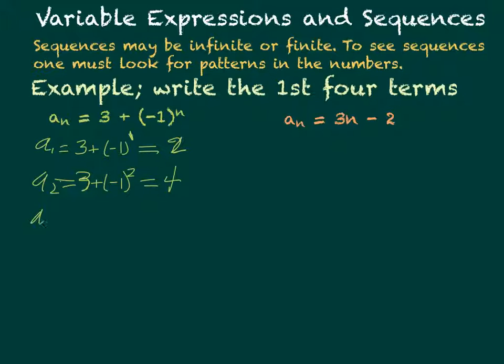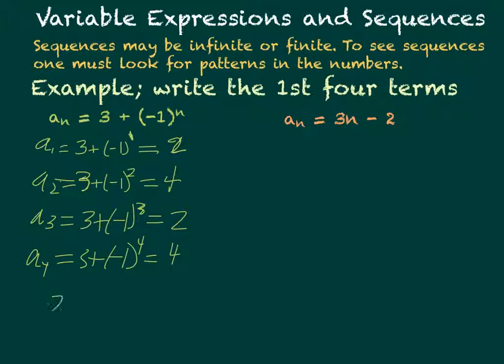A sub 3 is 3 plus negative 1 cubed, which is going to be 2. And a sub 4 equals 3 plus negative 1 to the fourth, which is 4. So the first four terms of the sequence are 2, 4, 2, 4. So you can kind of see the pattern that seems to be arising.